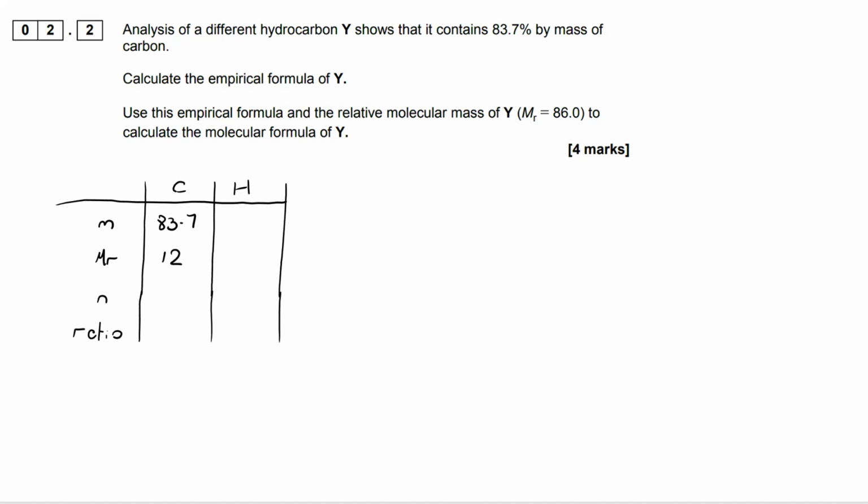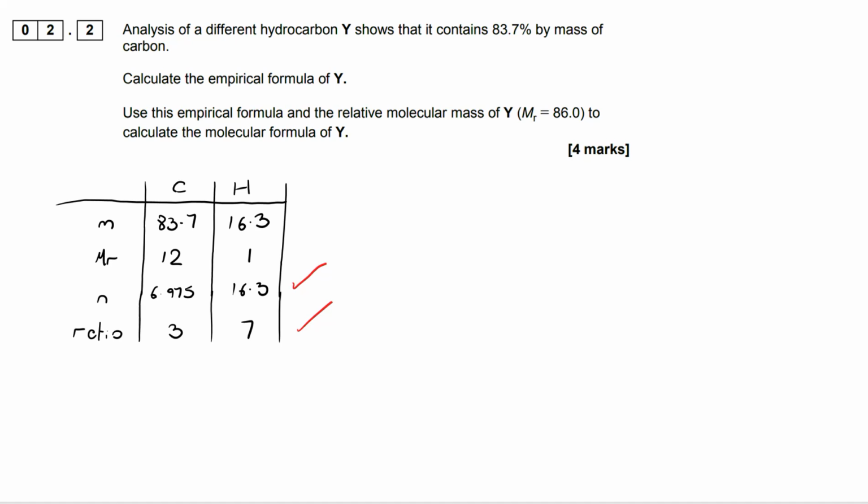And we were given 83.7 for carbon, and we know that the atomic mass is 12, so we can put that in. Now, we also know the atomic mass for hydrogen, which is 1, and we can work out the remaining percentage. Because it's a hydrocarbon, we know the remaining mass is all hydrogen. So I've now got 2 masses and 2 atomic masses. I can do my calculations to find n, and I get 6.975, 16.3, and when I work those out to the simplest whole number ratio, I get C3H7.